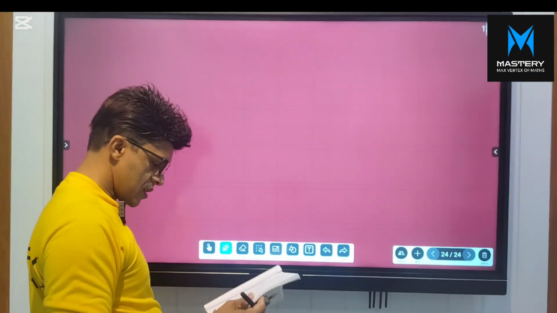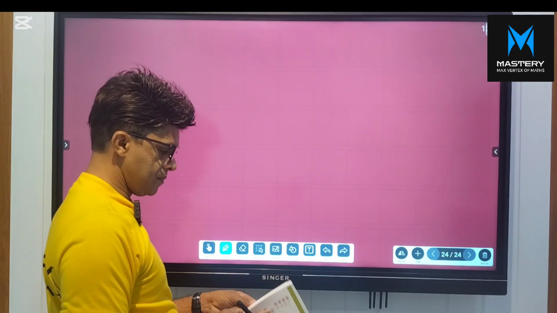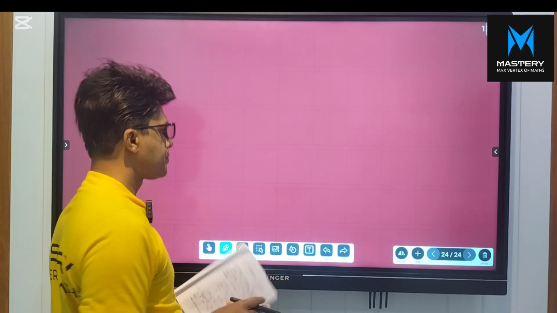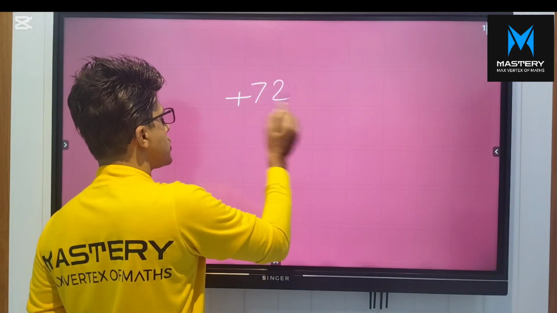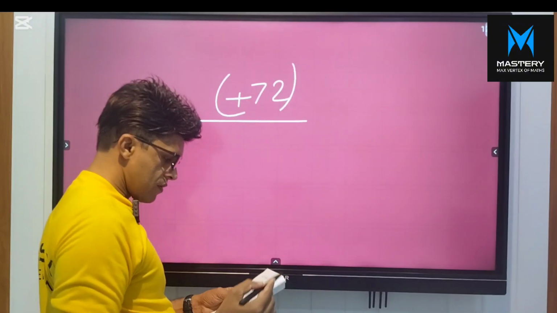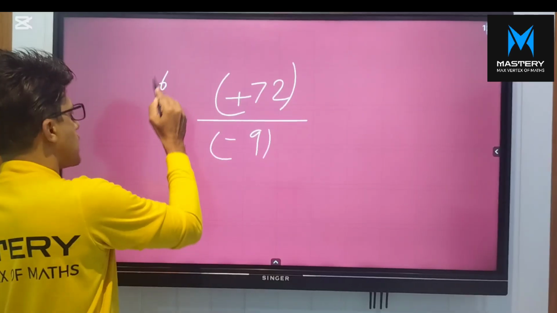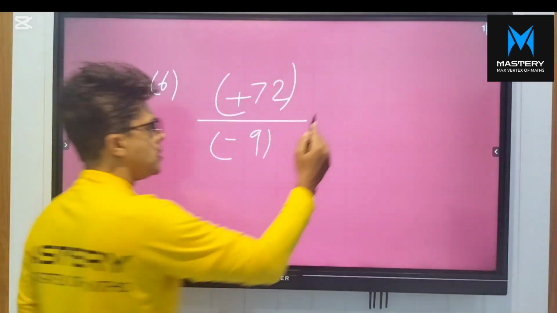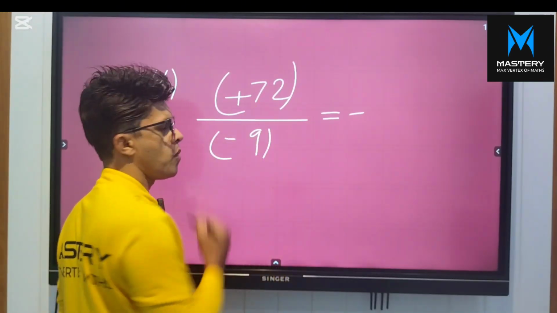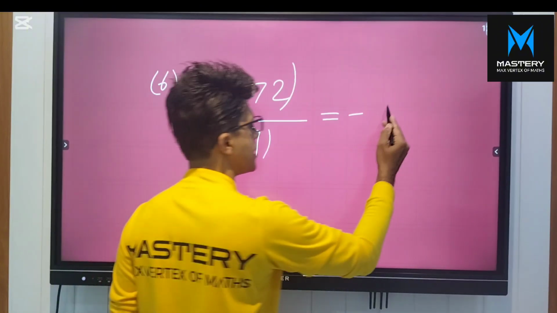Okay, so the other question, sixth question. Simplify plus 72 over minus 9. You know that plus or minus is minus. Plus or minus is minus, then plus or minus is minus. 72 upon 8 is 9.